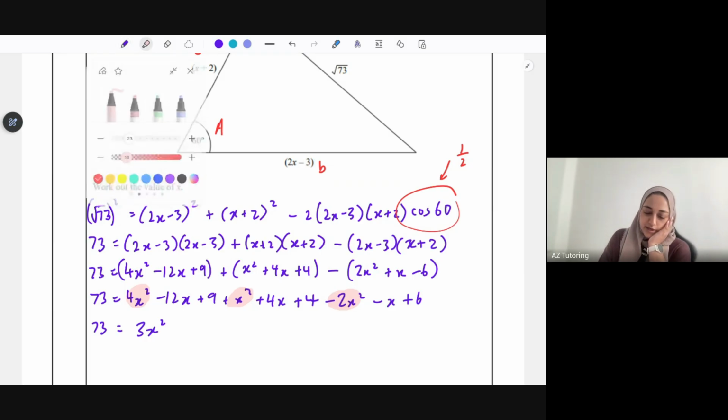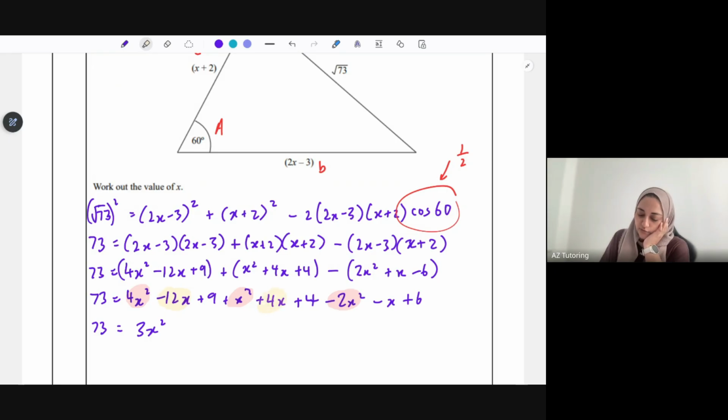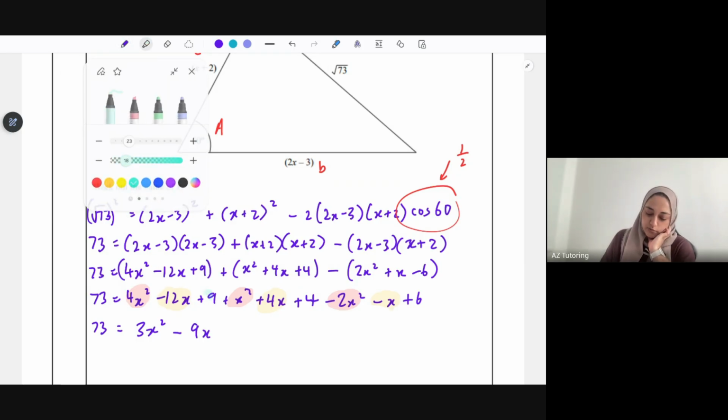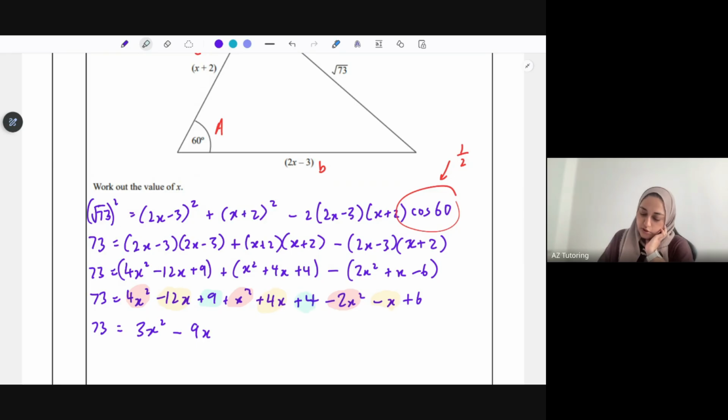And then let's do our x's together. We'll do a different color. So we've got minus 12x plus 4x minus x. So that gives us minus 12 plus, well, minus 12 plus 3, because 4x minus x is 3. We end up getting minus 9x. And then finally, let's collect our numbers together. So we've got plus 9, plus 4, 13, plus 6, which gives us 19.